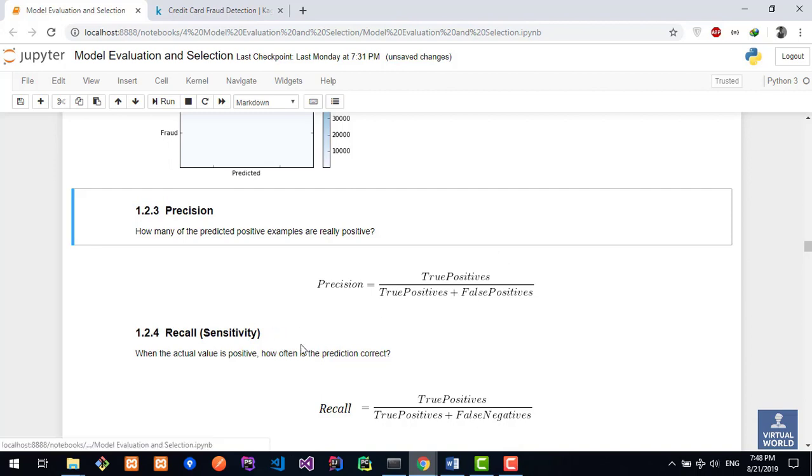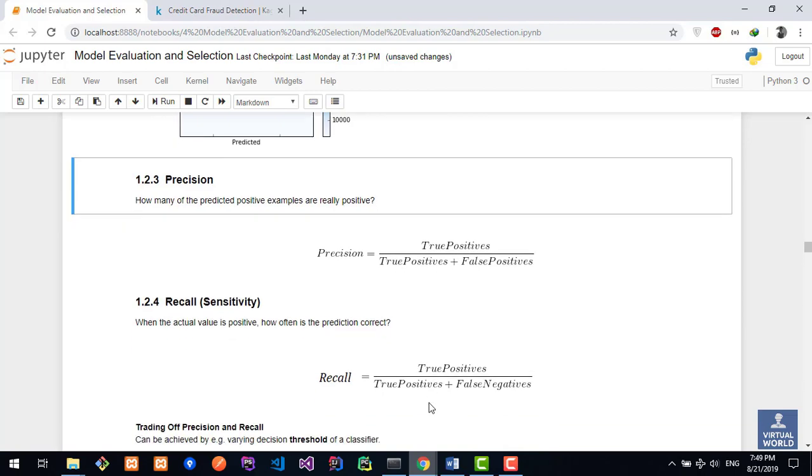Now the second concept is recall, or sensitivity. Recall is the percentage of positive instances out of the total actual positive instances. So we use recall to find, of all the positive instances, what fraction we correctly predicted as positive. To calculate recall, we divide true positives over true positives plus false negatives.